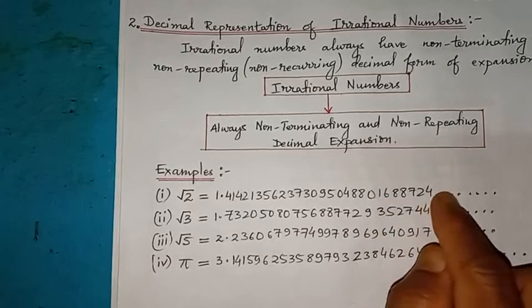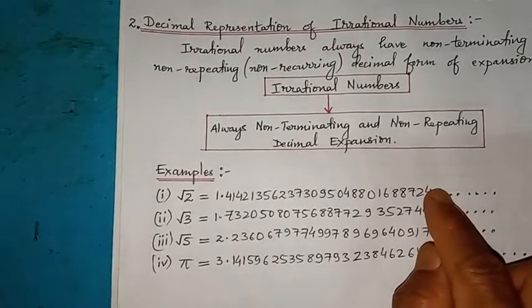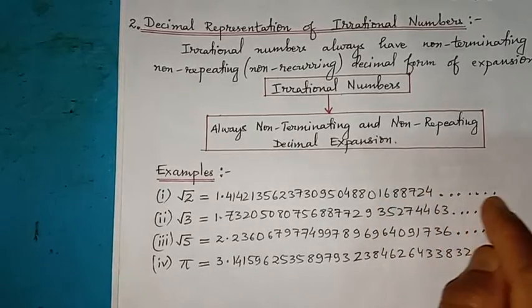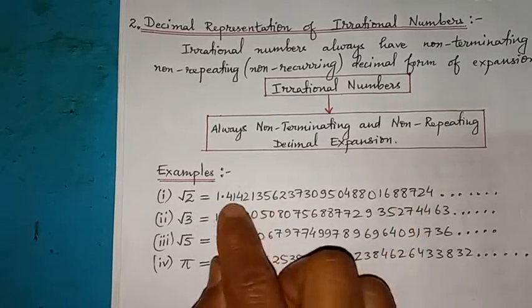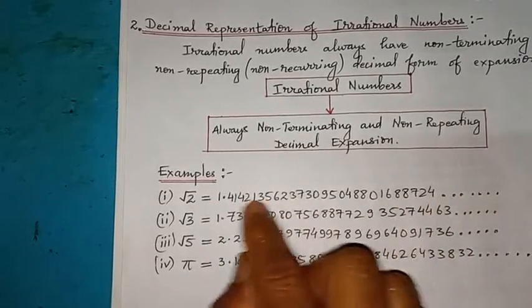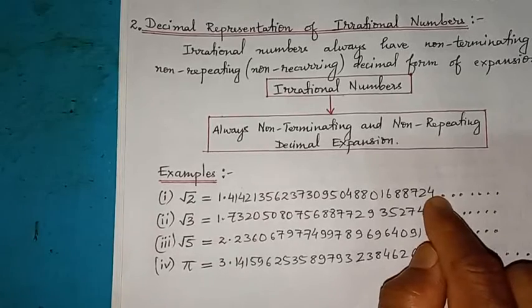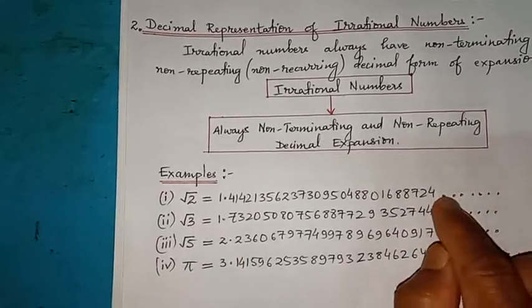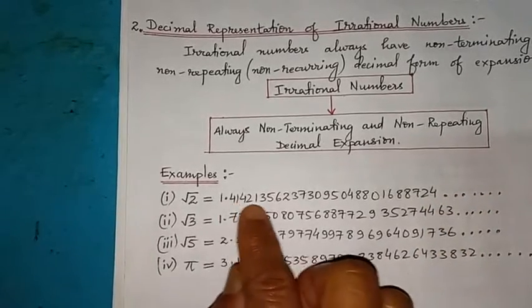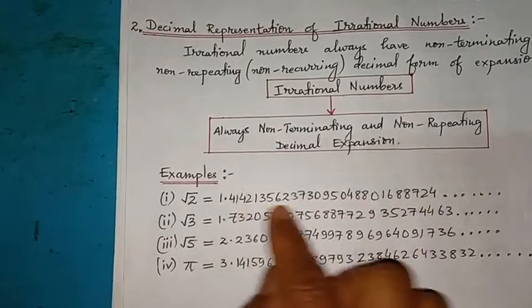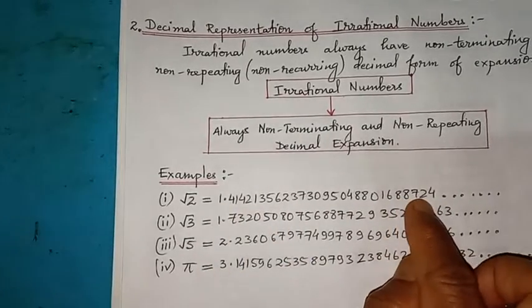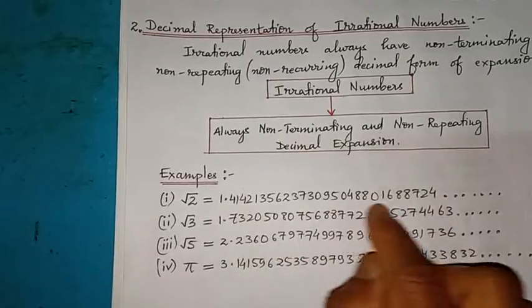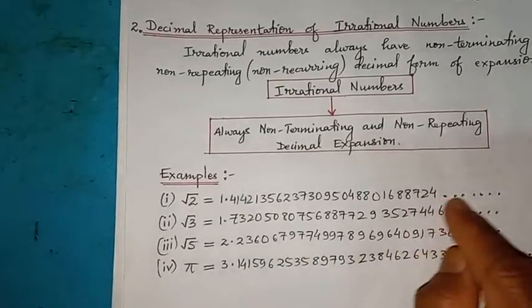After 4, what is the next digit? We don't know here, but there are some numbers. So we write dot dot, which means the value of root 2 has a decimal form like this, which is non-terminating. See the dots: the values are written only up to here, but in fact it can be more than this. It's non-terminating and also non-repeating. You don't see a particular group of numbers repeating. It doesn't say that 8 is repeating, it's just 8 two times, and after that it doesn't repeat. So it's non-terminating and non-repeating.